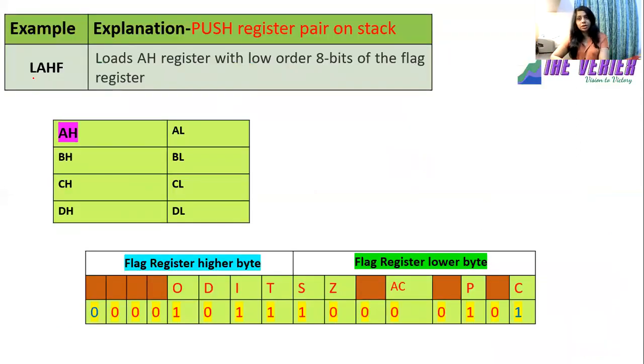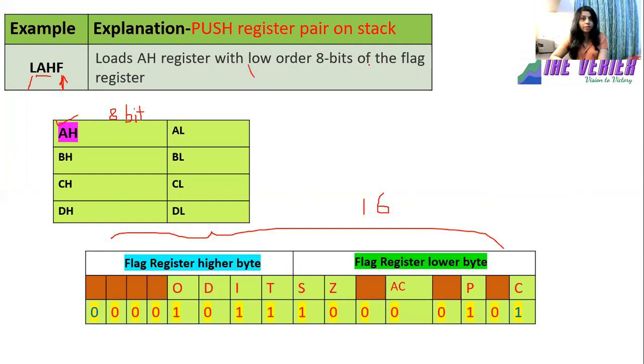The next instruction is LAHF: load the AH register with the contents of flag. L stands for load, AH stands for the AH register, which is a general purpose register, and F for flag. But what is flag? Flag is the processor status word whose size is 16 bits. But the AH register is an 8-bit register. Here the data is 16 bits, so what does it load? It loads only the lower order 8 bits of flag.